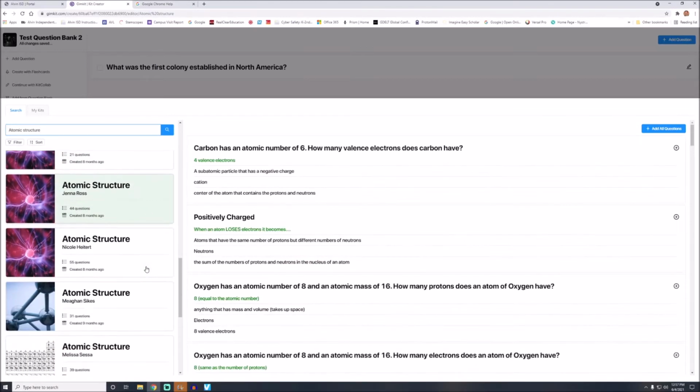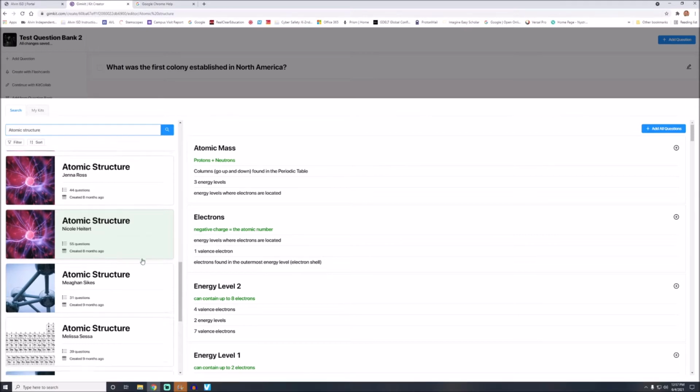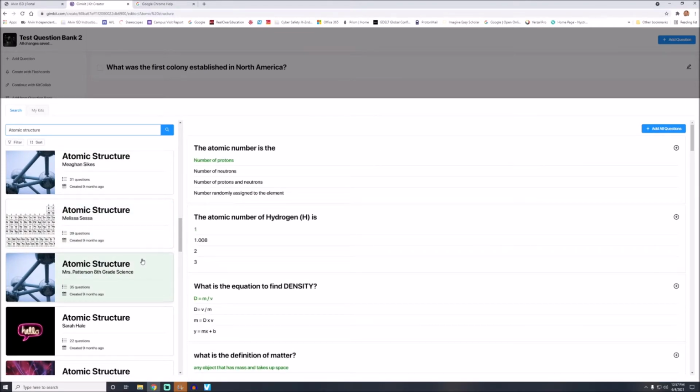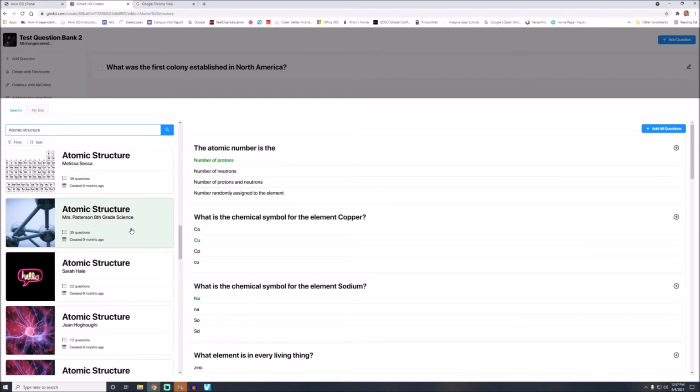And I'm looking for a nice rich bank. And I want something that I think is going to be appropriate for whatever age level students I'm looking for, right? So I hate to make a judgment here, but here's a good one. This is a nice middle of the road kind of atomic structure.